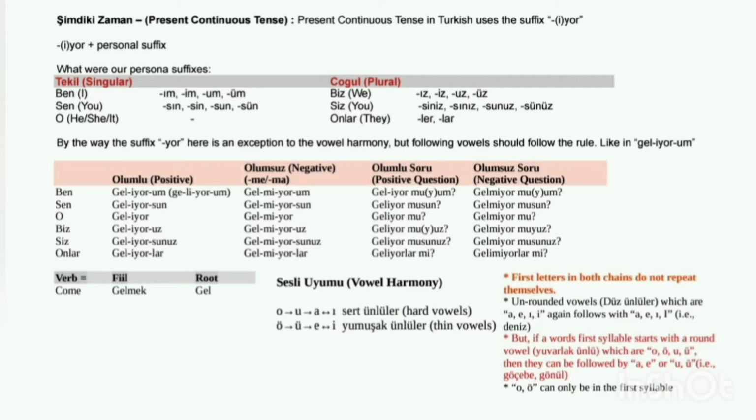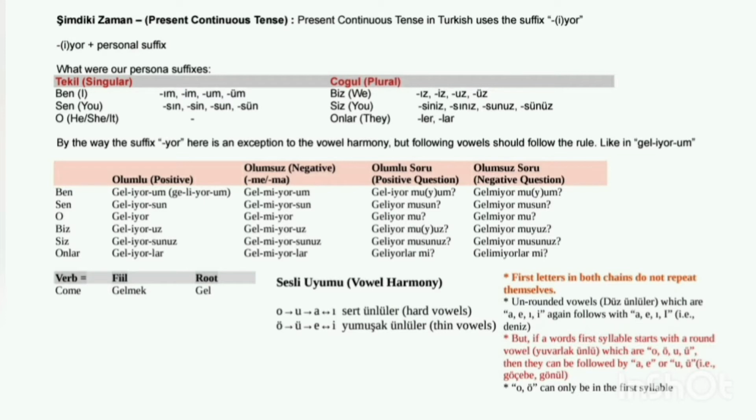Okay, let's start with present continuous tense, which is şimdiki zaman. Şimdiki zaman. Well, present continuous tense in Turkish is very easy, very simple. It's very easy to learn because we have only one suffix to add, which is iyor. Iyor. The E here in the bracket is because this E can change according to our vowel harmony. Turkish vowel harmony. Well, I'll remind this in a minute, but before going there, let's start with our tense.